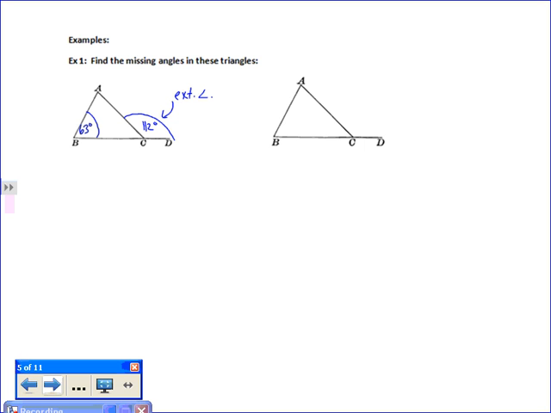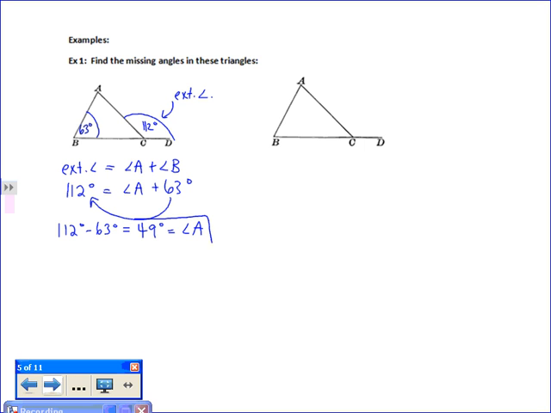What I know is true is that that exterior angle is going to be equal to angle A plus angle B added together. And so it's 112 degrees. That's going to be equal to angle A, which I don't know the value of, but I know angle B is 63 degrees. So if I move that 63 degrees to the other side, 112 degrees minus 63 degrees is going to give me my angle A, and that is going to come out to be 49 degrees. So there's my angle A. I can fill that in for myself now. So this angle here is 49 degrees.